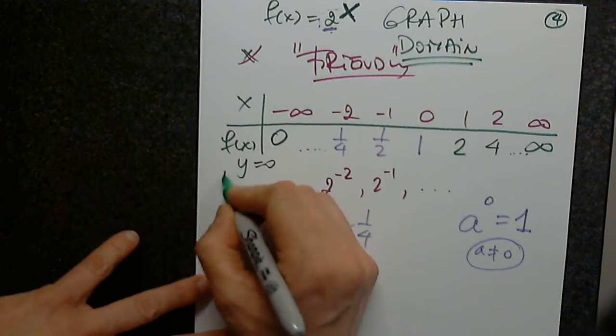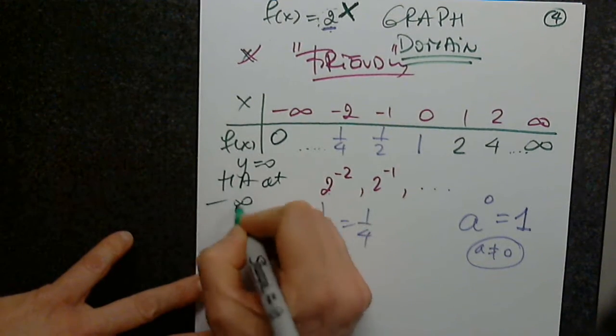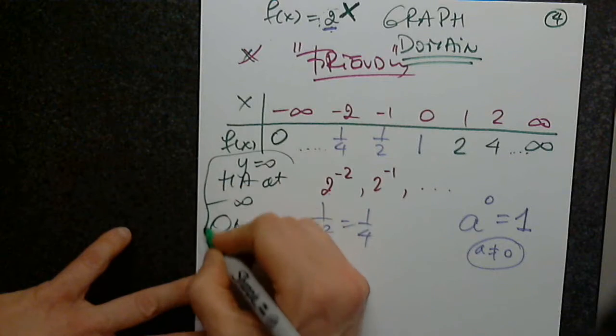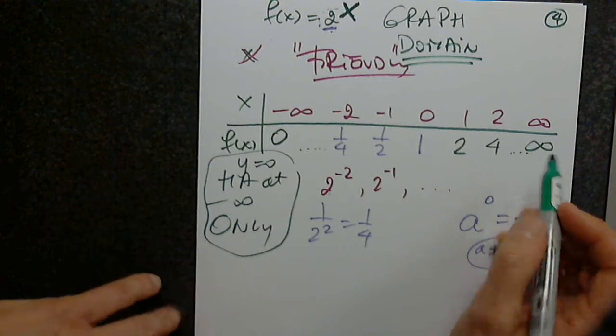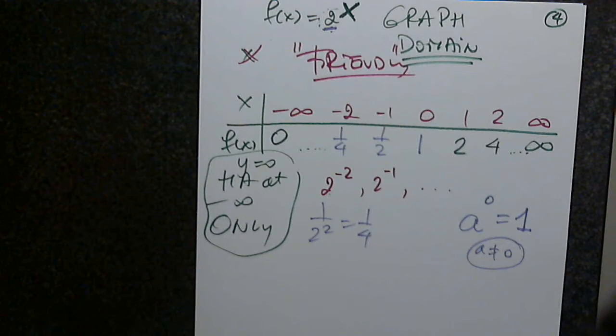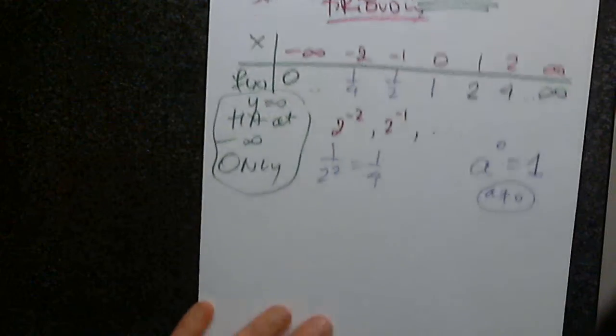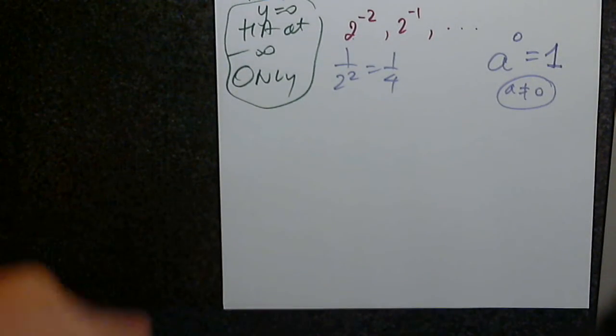Which means y equals 0, horizontal asymptote at -infinity only, not at positive infinity. We have never seen this before. So here's how the function looks like. The horizontal asymptote at -infinity and infinity at the other end. Let's graph it. This is totally new. We've never seen this before.